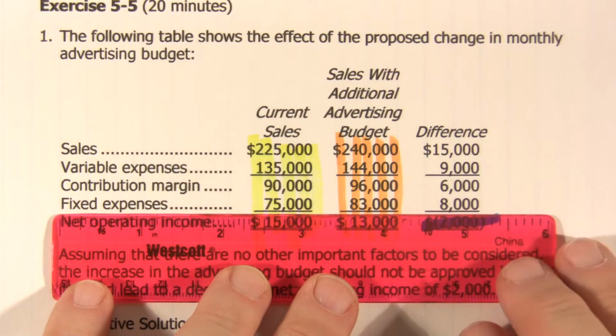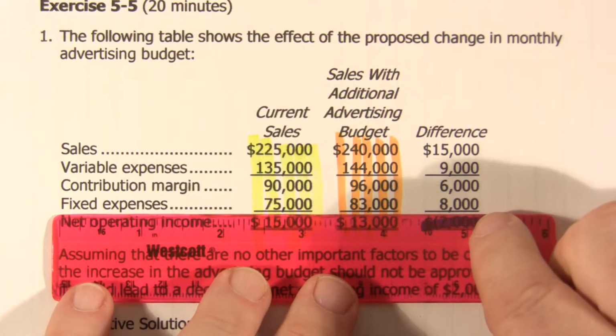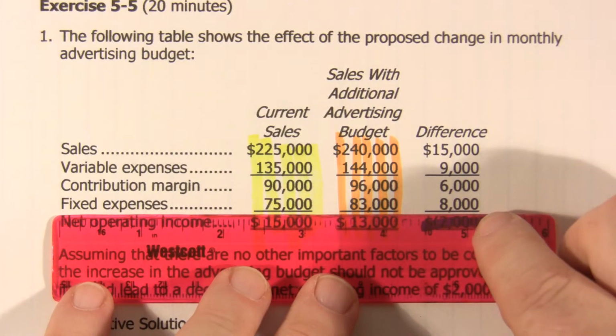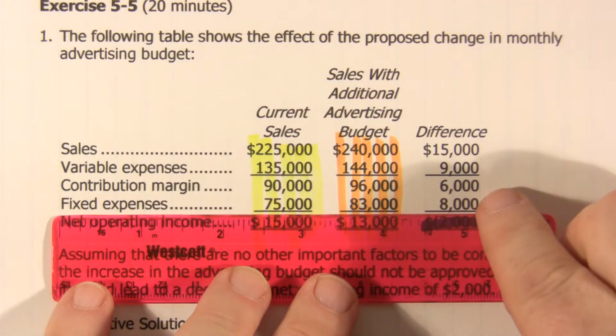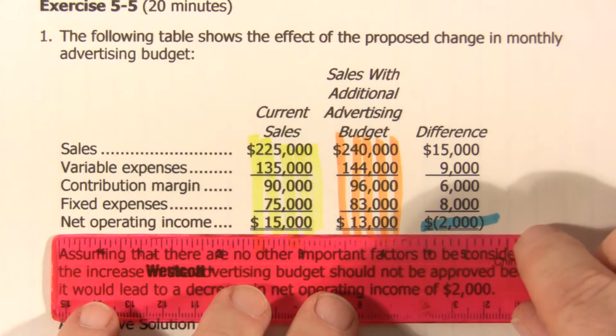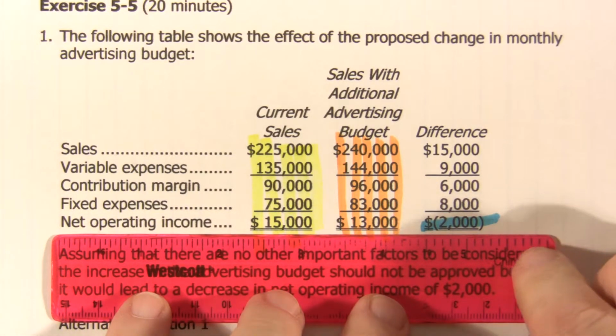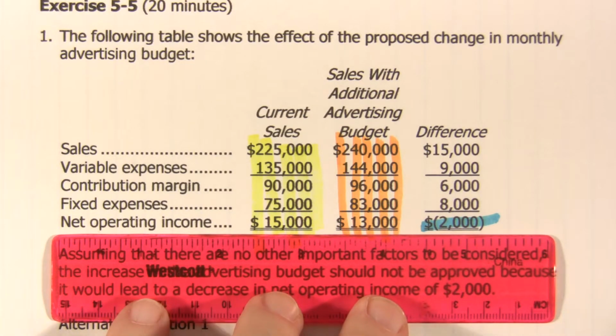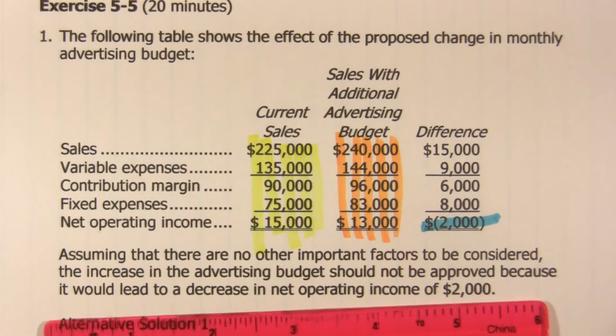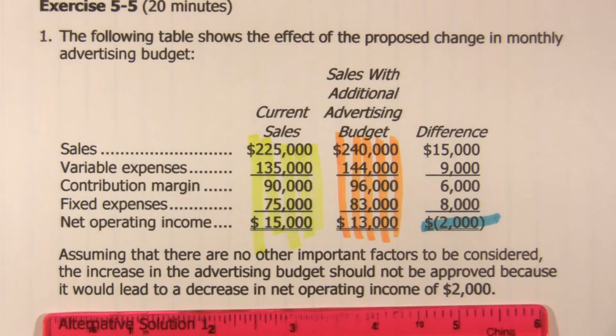Well, the simple fact of the matter is that we'll spend $8,000 in additional fixed expenses. We'll generate $6,000 in additional contribution margin. So our actual operating income will go down by $2,000. So we probably shouldn't do this. Now, not probably shouldn't, we absolutely shouldn't do this.